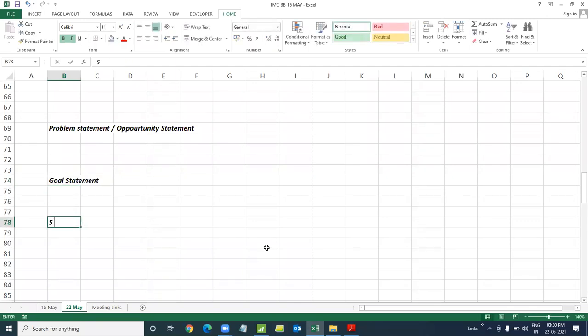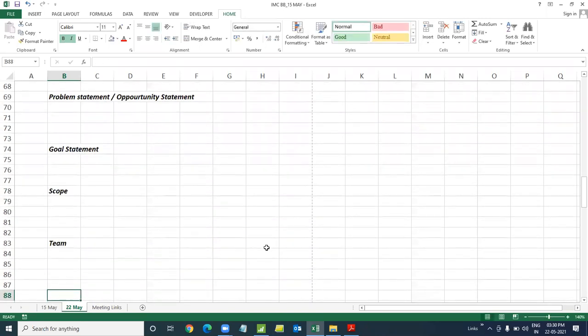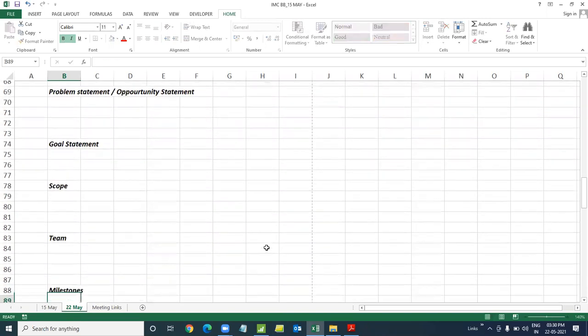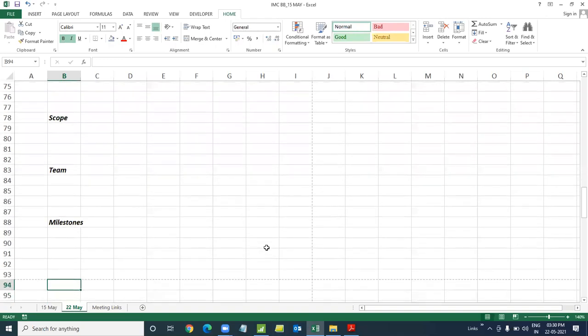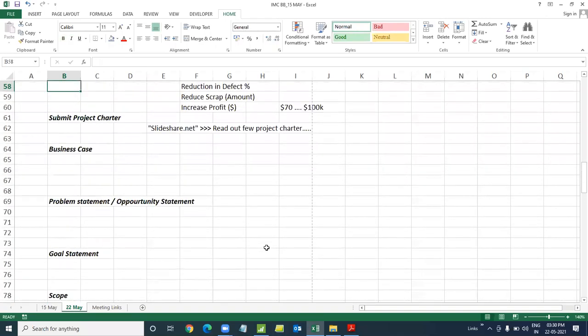Then we have scope of the project, team, and milestones. Different segments. More like that's what would be your tentative project charter, main ingredients that you have to know and draft, because that's what your management will be looking at. Now, what do I write in a business case? That's what you've got to keep in mind.